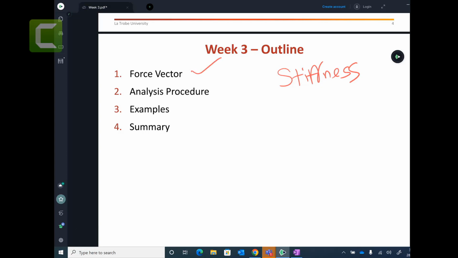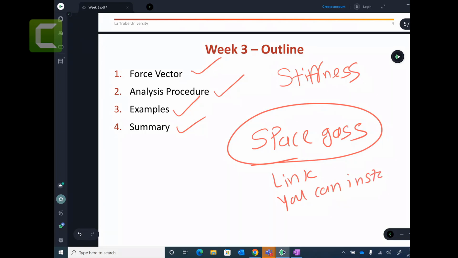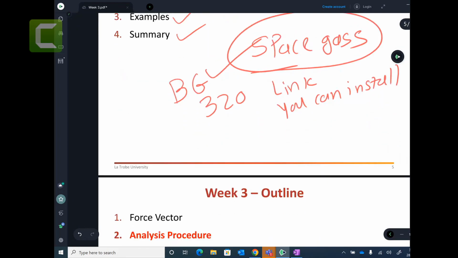Today we're going to talk about the force vectors. Then we do the analysis procedures and we continue our examples. Today I'm going to show you SpaceGass as well. SpaceGass software is also part of your assignments. I will take you through step by step, slowly, how to use the SpaceGass software. From week number 1 I have provided you the link so you can install SpaceGass on your computers. You should receive the email with the download link. If you have no laptop or you did not receive it, in our computer lab BG320 we have installed this software, which you can use.